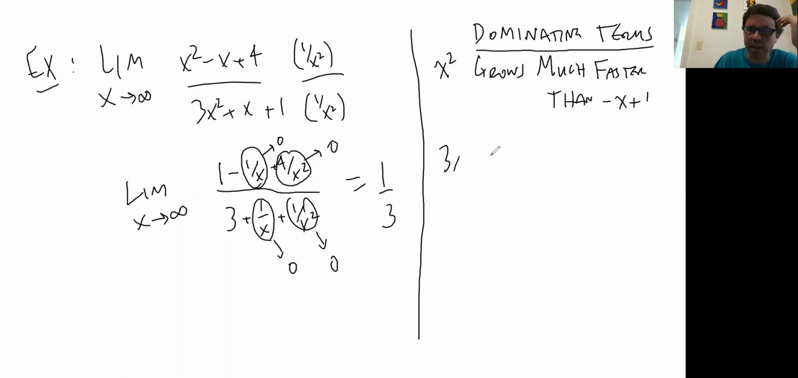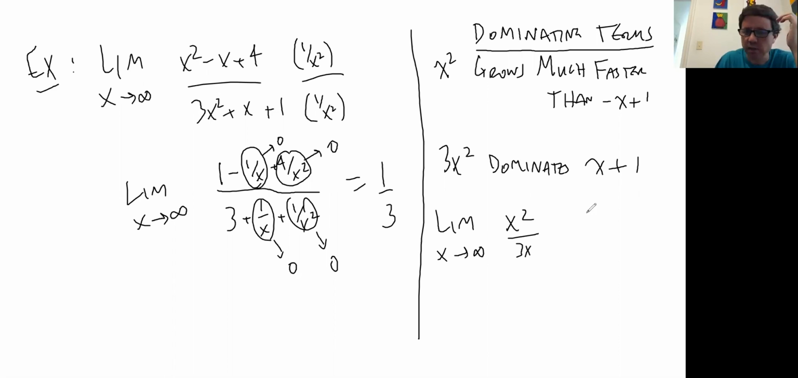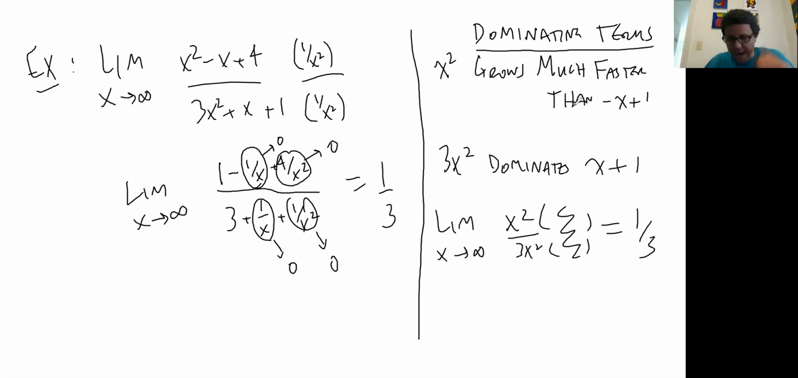3x squared dominates x plus 1. So really, in the end, this limit is the same as if you just wrote x squared over x cubed and then just sort of ignore the rest. And the x squared would cancel and you'll also get to the third. So over time, you'll start to look at how fast things grow.